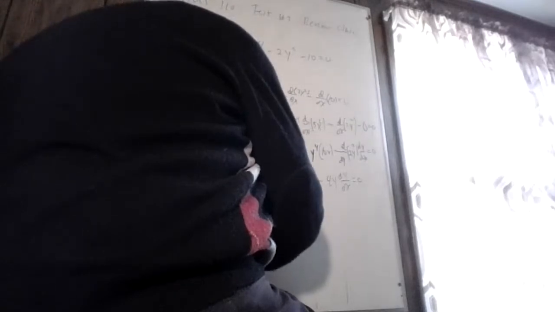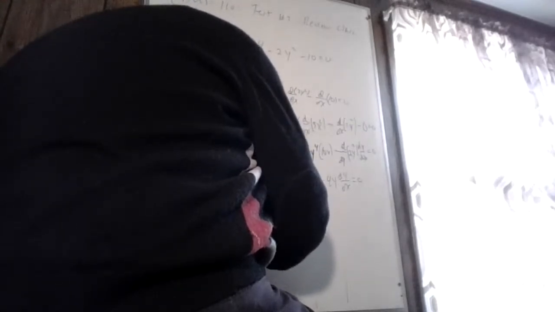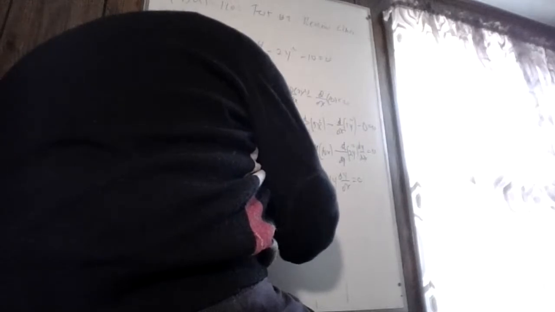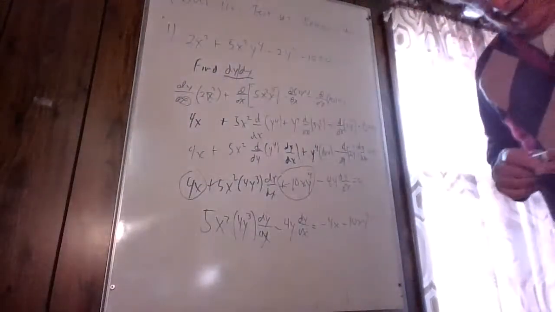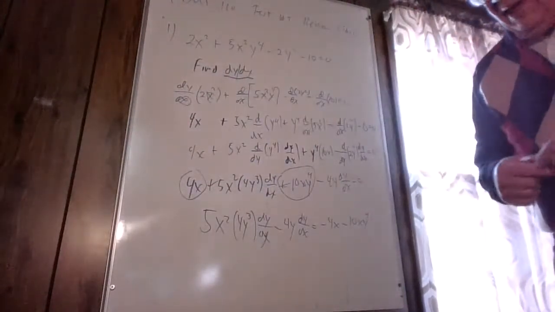But 5x squared, 4y third, dy/dx, minus 4y dy/dx. Bringing these two terms over, minus 4x minus 10x y to the fourth. Now the idea is to solve for dy/dx, and dy/dx, because we did it implicitly, becomes a variable.